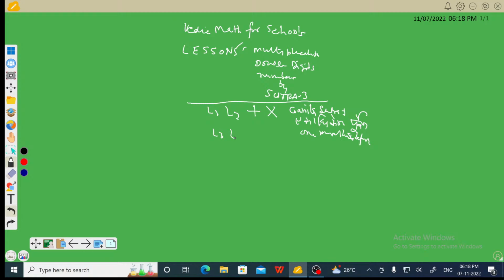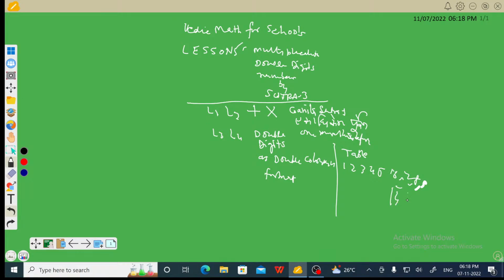Lessons 3 and 4 have been about double digits, as double column format, and tables, by reducing the bigger digits 6, 7, 8 and 9 into smaller digits by vinculum method.